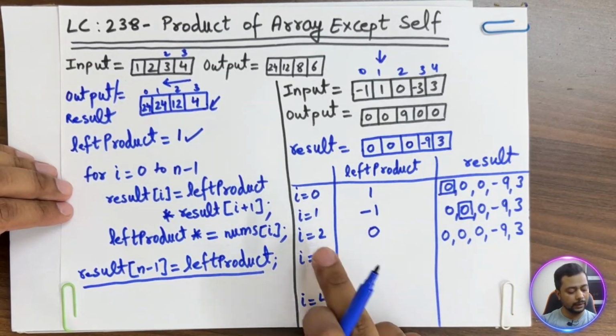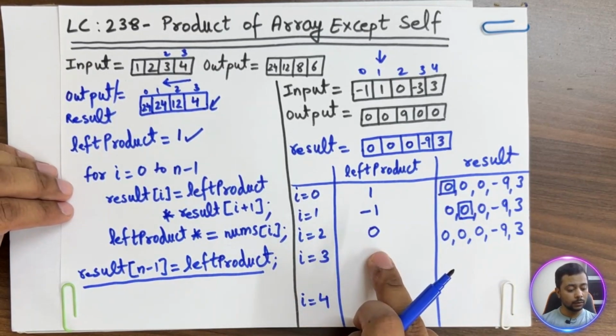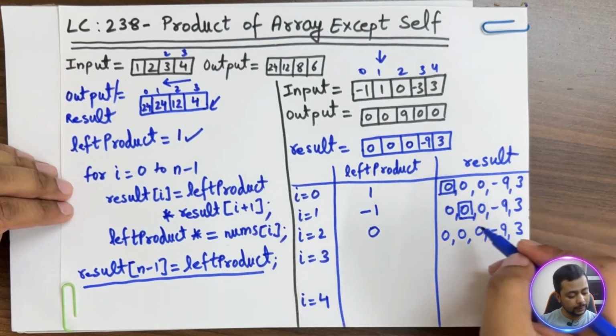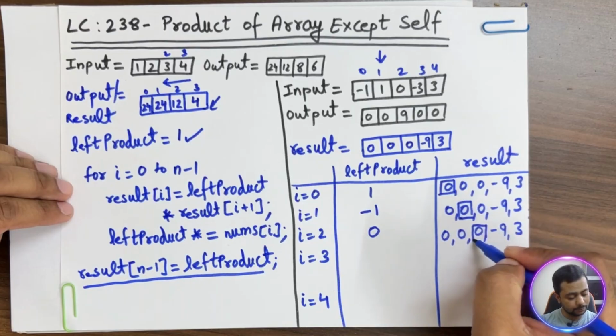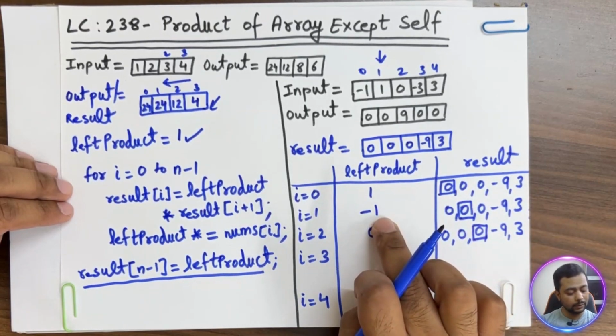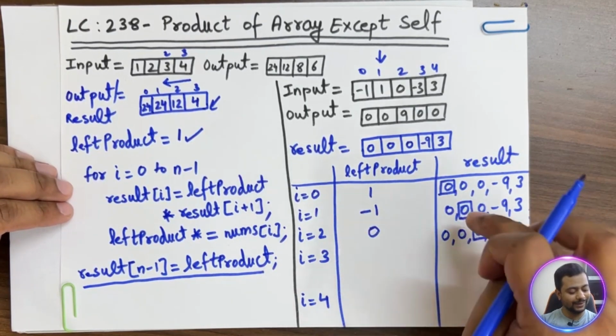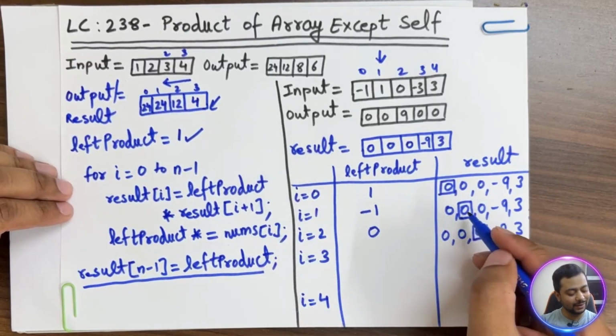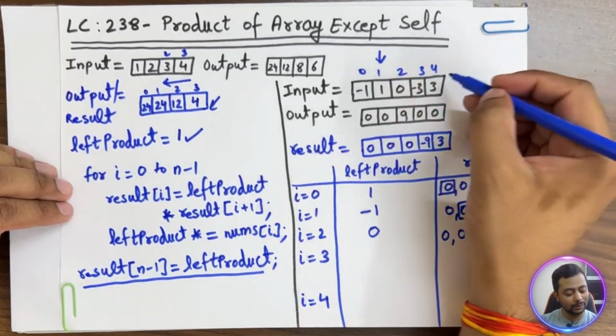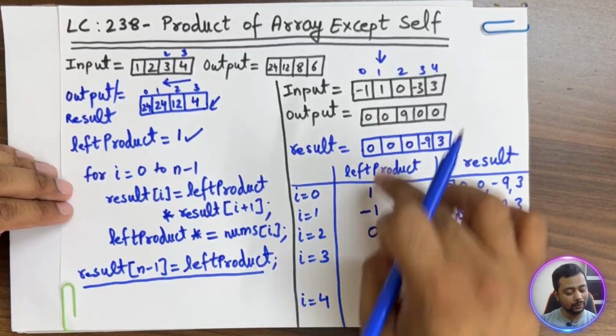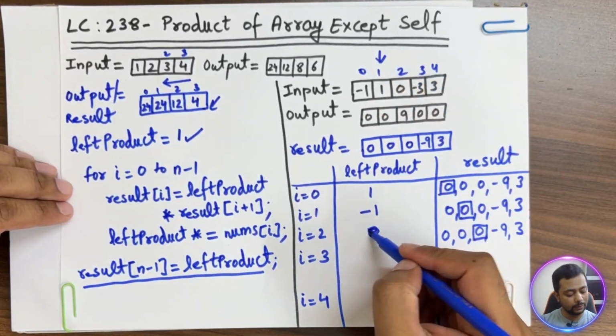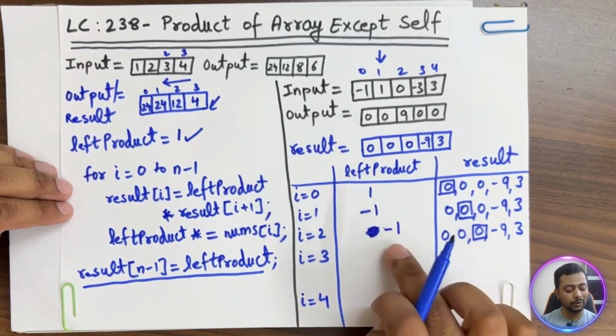Now at I is equal to 2, we are trying to update this particular value, right? So at minus 1, this will not be 0 because we need to multiply with the numbers of I, not result of I. So minus 1 into 1, this will be remaining minus 1 only.